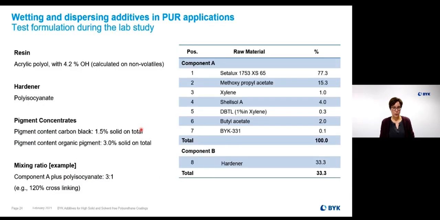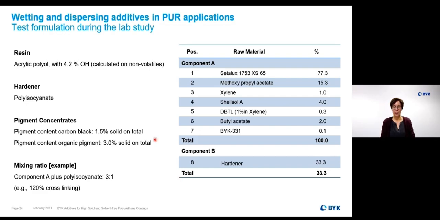What did we test? So for this lab study, we used the standard system. It was based on an acrylic resin, here Zetalux 1753. We took some standard solvents like PMA, xylene, Solvesso A. As a catalyst, DBTL was used, butyl acetate, and something for leveling. We used 2 different hardeners, an aromatic hardener, as well as an aliphatic hardener. And the mixing ratio was 3:1 by weight. And we wanted to achieve a cross-linking of 120%.